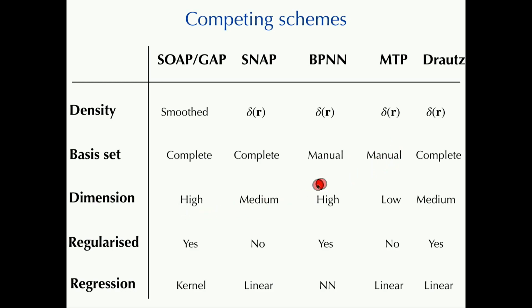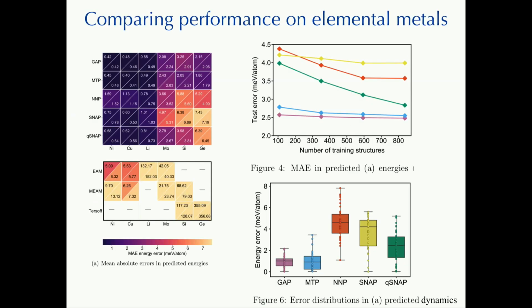The dimensionality of these different fits is different, so we have high dimensions. Behler-Parrinello symmetry functions have high dimensions. SNAP, MTP and Drautz have much lower dimensionality. Different people use different regularization schemes, and the regressors are different, each to his own taste, right? So there's lots and lots of different competition.